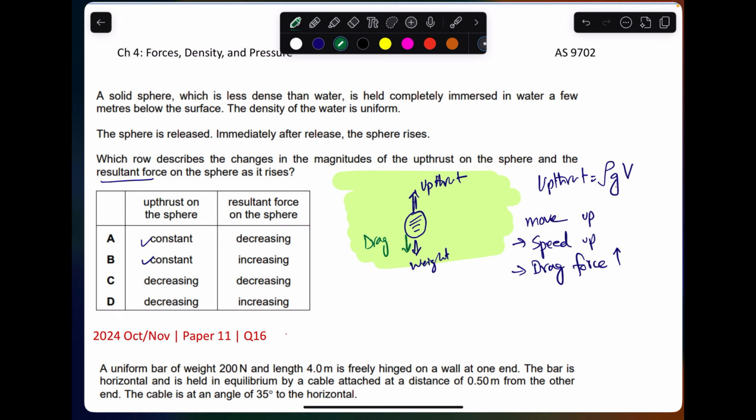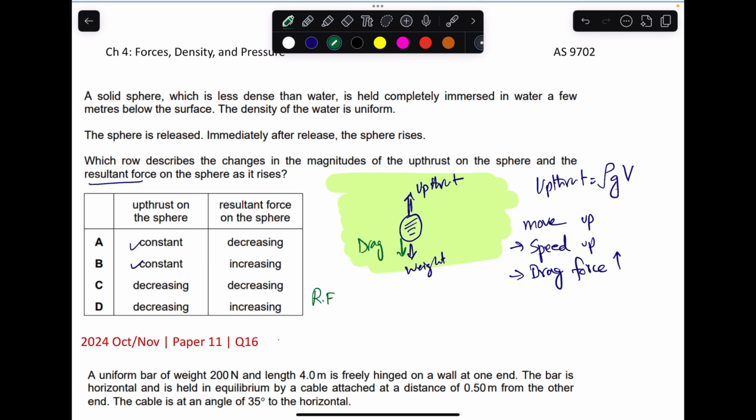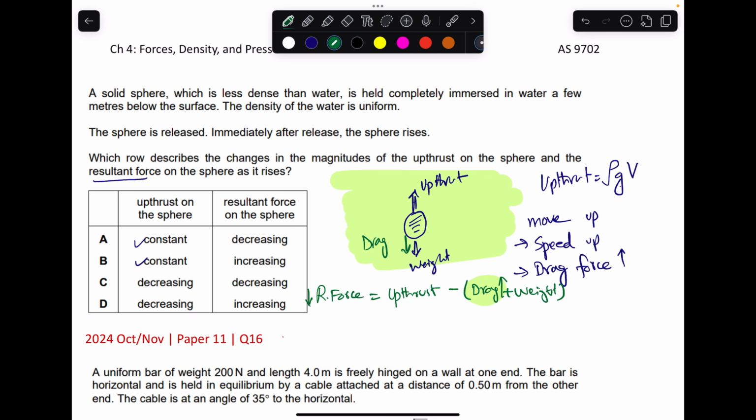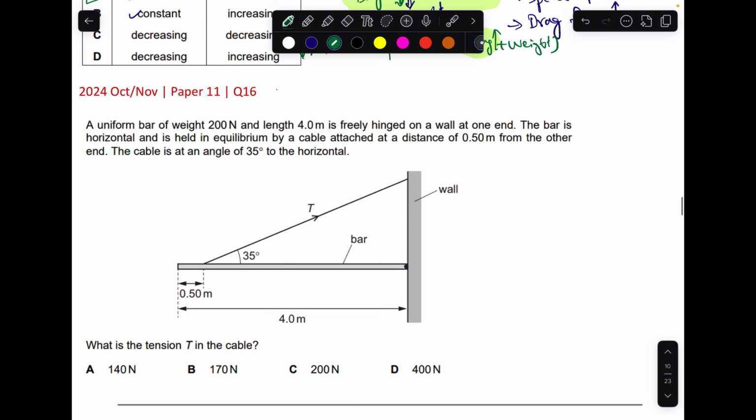So for the resultant force, as we know, it's moving up, so upthrust is more. Resultant force is upthrust minus drag plus weight. Weight is constant. The point of interest is the drag force, which will keep on increasing. As this factor increases, the resultant force will decrease. So it will be A.